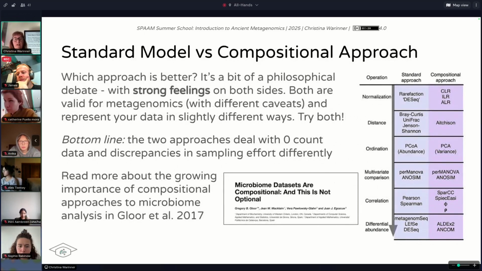Which is better? This is a bit of a philosophical debate, and there are strong feelings on both sides. They are both valid for metagenomics, but with different caveats. Whether you use a PCoA or a PCA approach, they represent your data in different ways. I suggest trying both. The main difference is they deal with zero count data in different ways, and they handle discrepancies in sampling effort differently. You can read a lot more about the pros and cons of using these two different approaches in this article by Gloor et al. in 2017.